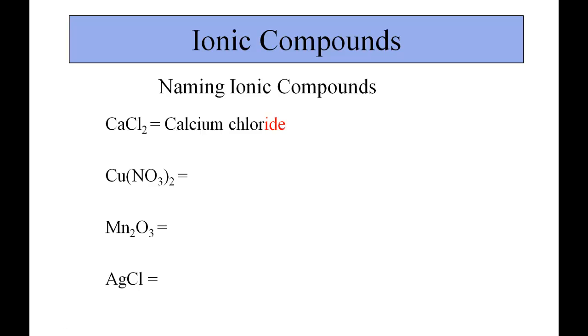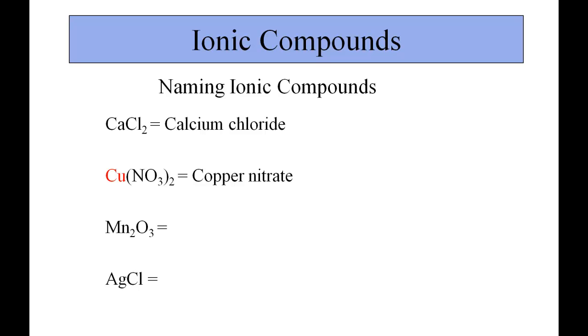In this next example, we have two parts as well. We've got the positive part, or the copper, so I'm going to write that down like normal. There's copper. The second part is a polyatomic ion, so we're not going to end it in "ide," we're going to end it with its appropriate ending. NO3 is called nitrate. So I'm going to write that down, copper nitrate.